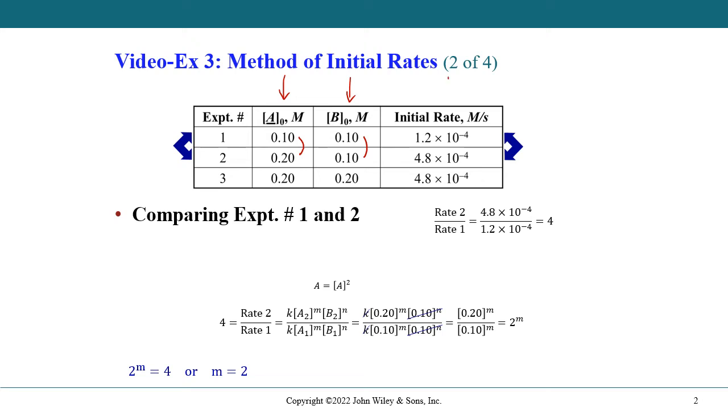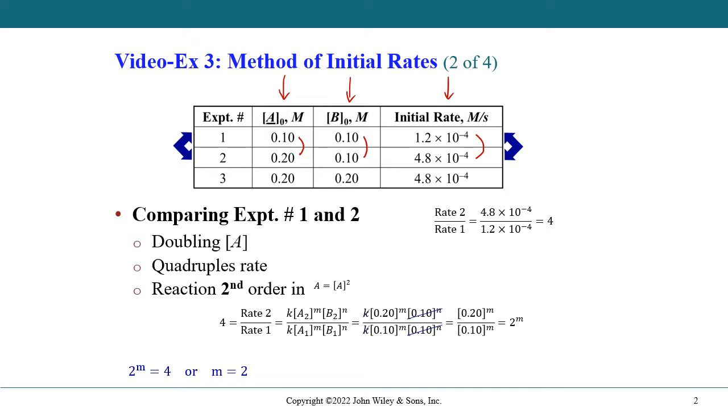And if we look at the value of the initial rate, we see that something has happened to the initial rate, going from 1.2 times 10 to minus 4 molar per second to 4.8 times 10 to minus 4 molar per second. Okay, so when we compare these two experiments, we see that the rate increases 4 times, or we say that it quadruples. So by doubling the concentration of A, it quadruples the rate. And effectively then the reaction is second order in A.